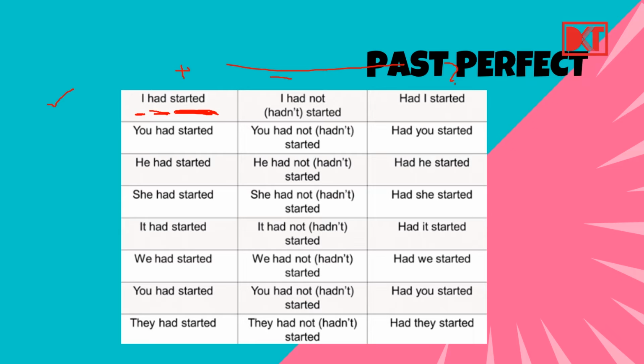Then for the negative, subject had not, because we're talking about a negative sentence. Then V3 again. Then in the interrogative form, we use had plus the subject plus V3. This is valid for all these, whether you say first person singular, second person, or third person, or first person plural, second person plural, or third person plural. All right.